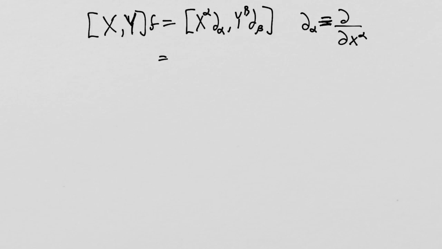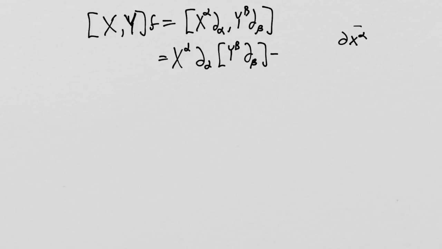So now these derivatives actually are going to matter. You can't just pull out these functions anymore. So let's literally write this down by definition. We're going to get x alpha partial alpha acting on y beta partial beta, minus y beta partial beta acting on x alpha partial alpha.